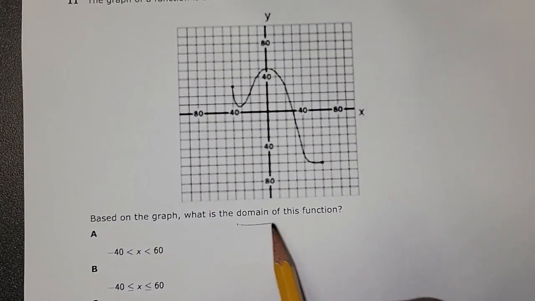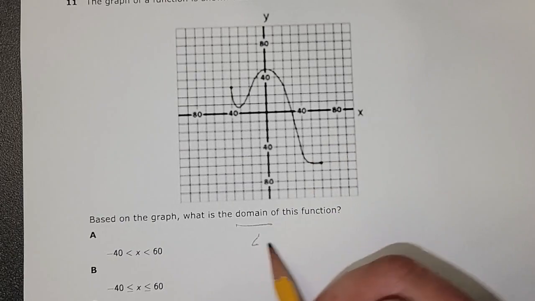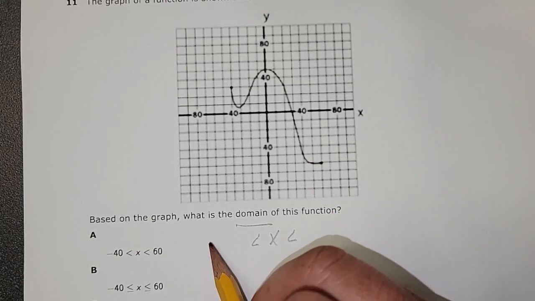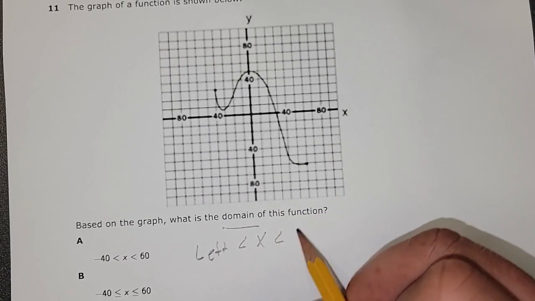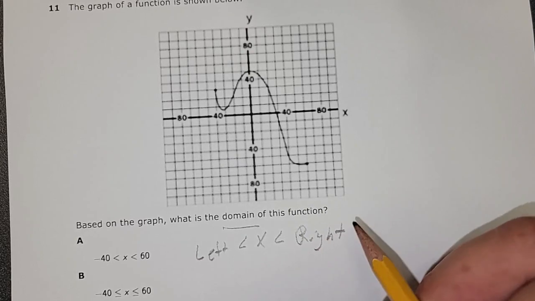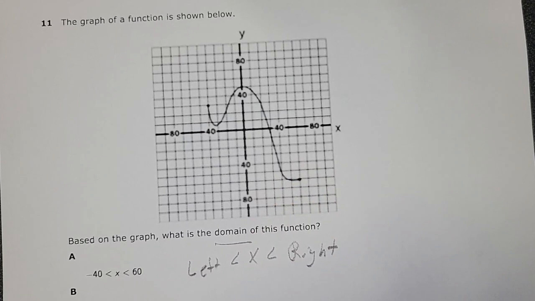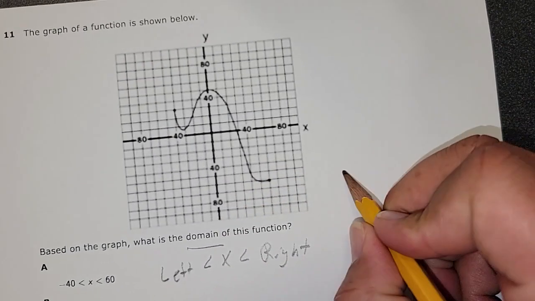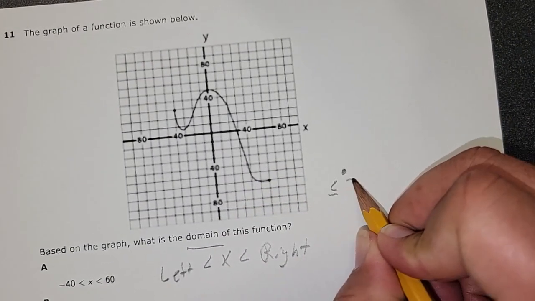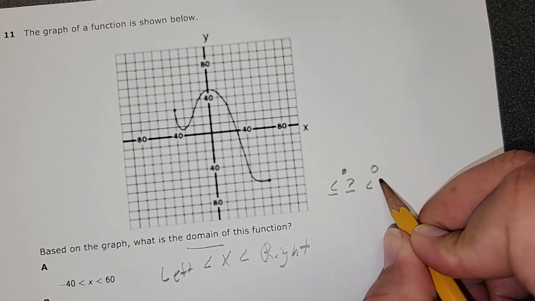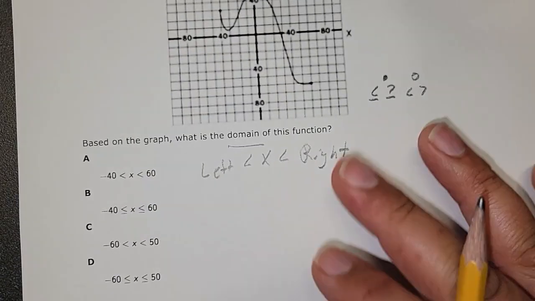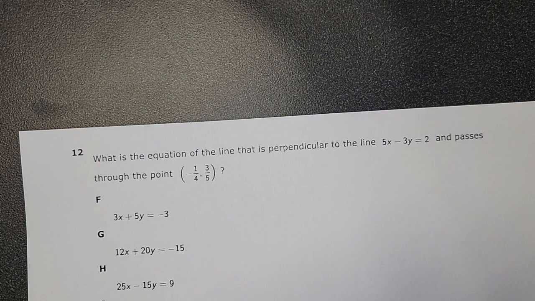All right, this is the domain. The domain is this format. This is the left side. This is the right side. So where's the left and where's the right? Remember the rules. All right, that should be easy, guys. Y'all should know that one by now.